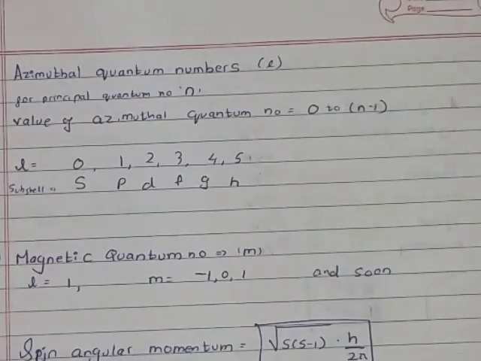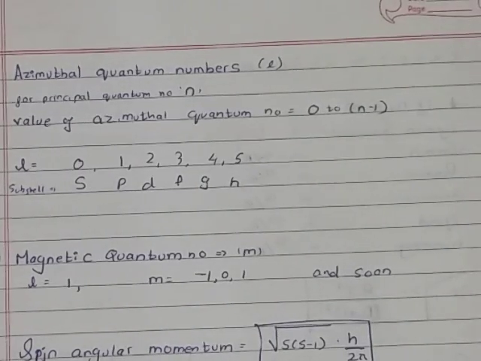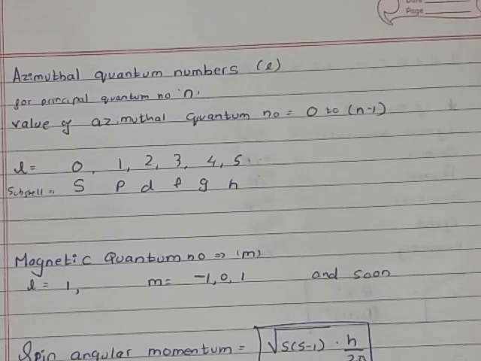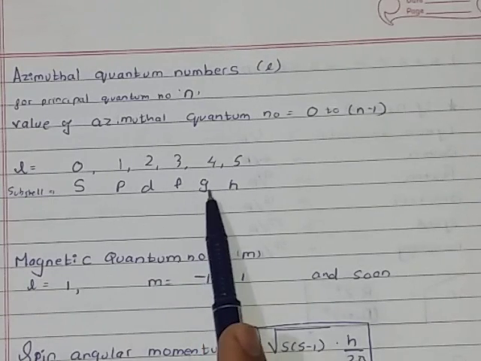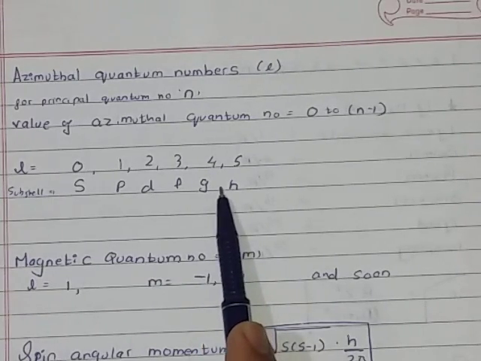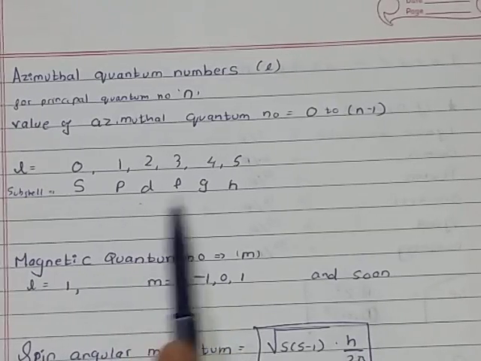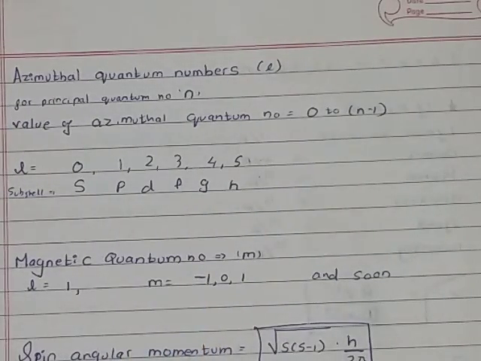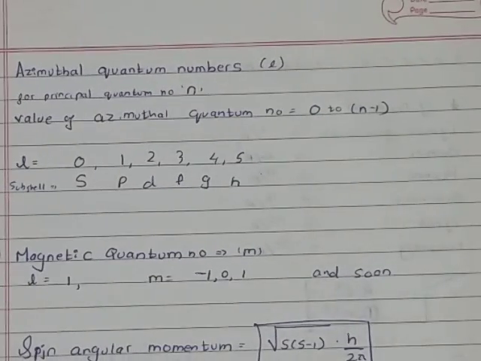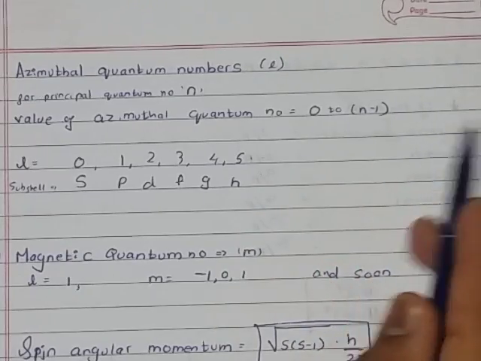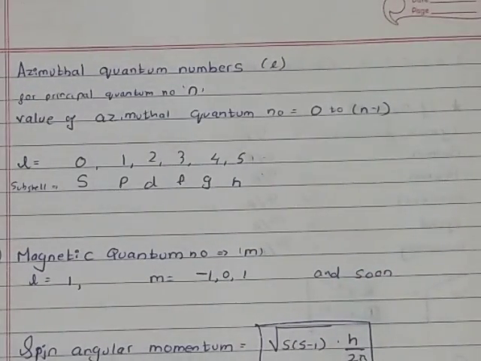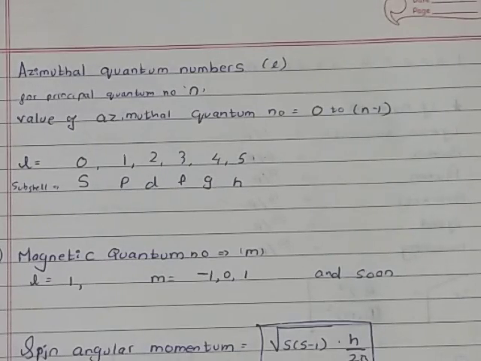You know about the subshells; every shell has one or more subshells. And the azimuthal quantum number tells us about the three-dimensional shape of the orbital. Three-dimensional shape deals with azimuthal quantum numbers. So for subshells S, P, D, F, G, H, the values are 0, 1, 2, 3, 4, 5. So the azimuthal quantum number goes from 0 to n minus 1, and deals with the three-dimensional shape of the orbitals.